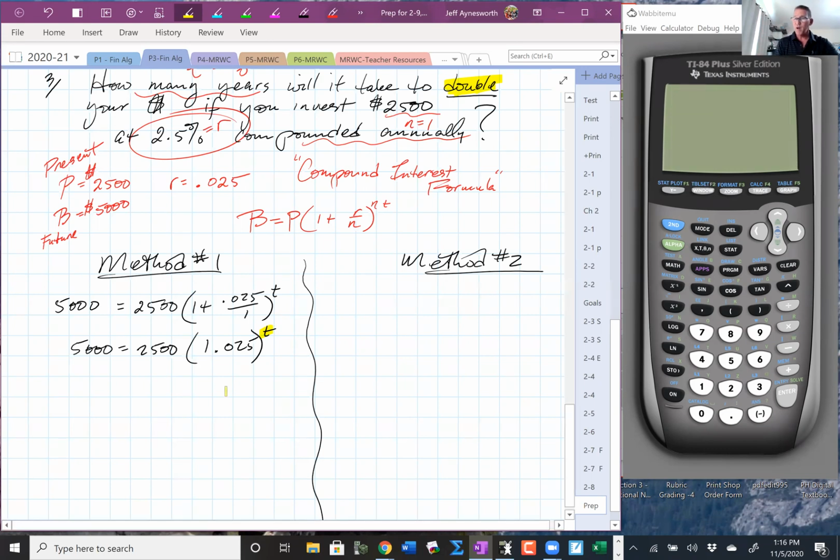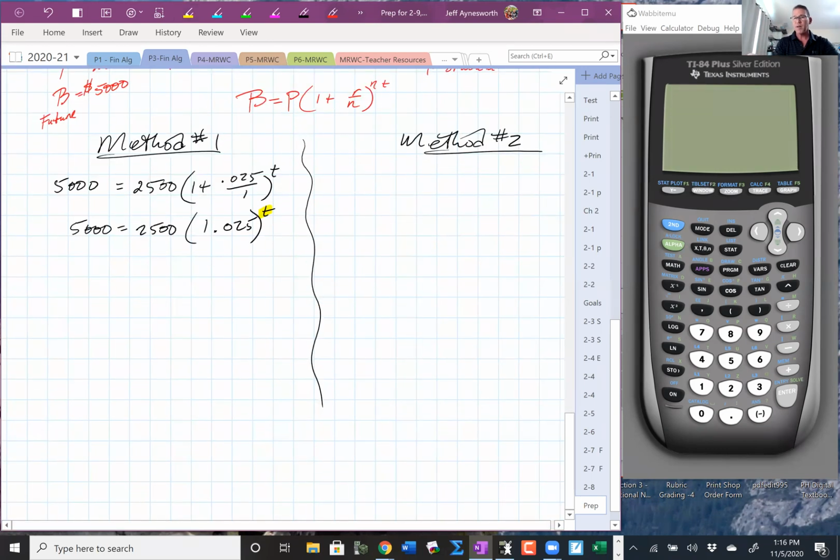Now, what I would do if I was handling this by myself, I would simplify a little bit further. I would divide both sides by 2,500, because that would simplify the calculator work immensely. Okay, help me out a little bit here. What's 5,000 divided by 2,500? There you go. Good job, you guys. It has to be 2 because we doubled it. So 2 is equal to 1.025 to the t power. Oh my God, that looks better.